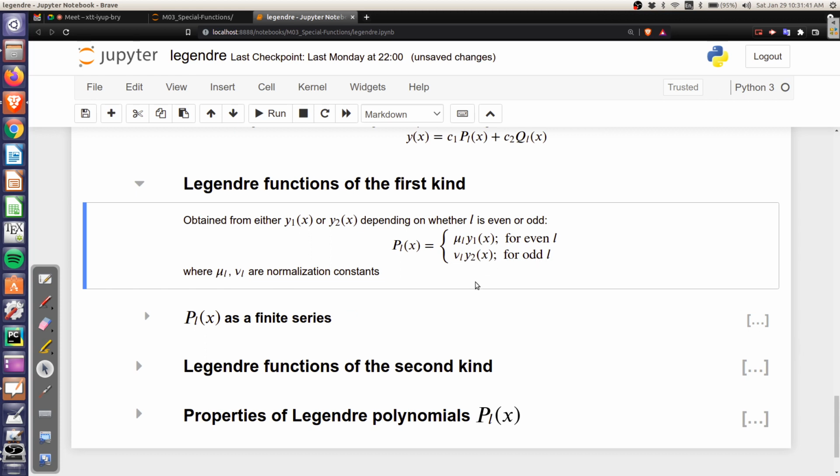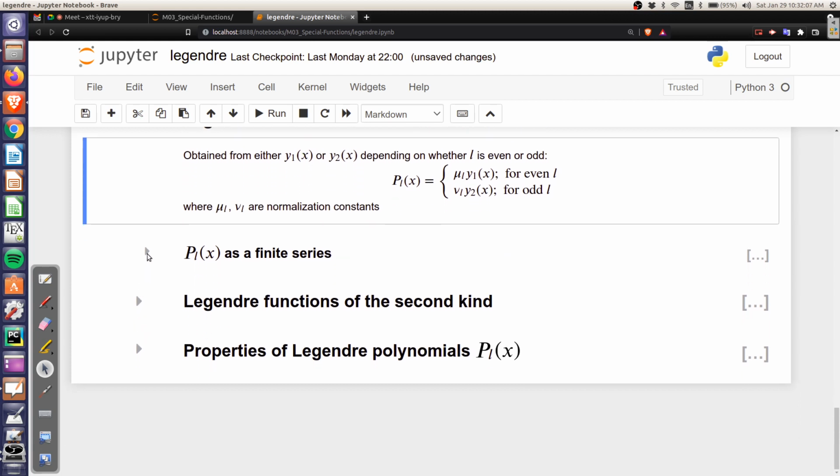We have already seen that, right? If it is even values, then it is y1 which gets chopped off. If it is odd values of L, then it is y2 which gets chopped off. So for even values, PL depends on y1. For odd values, PL depends on y2. And we need to normalize this because generally it is expressed in normalized form. To normalize this, we need certain constants, and this mu L and nu L are your normalization constants.